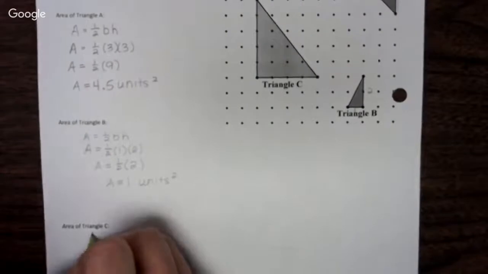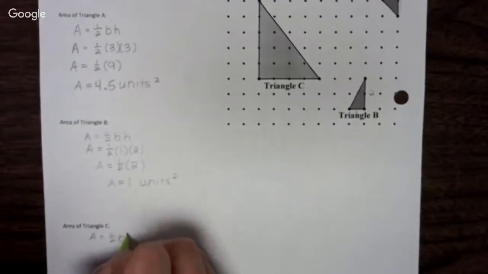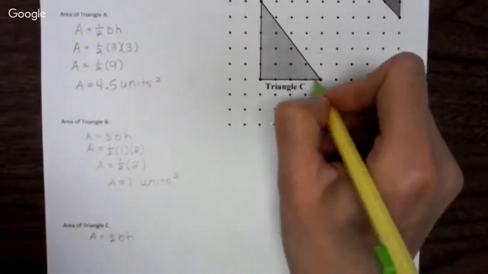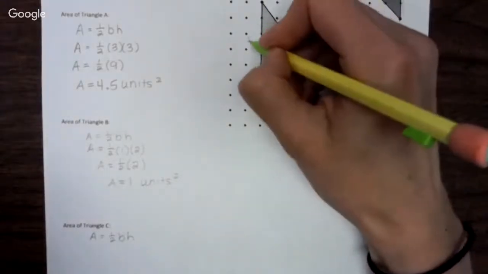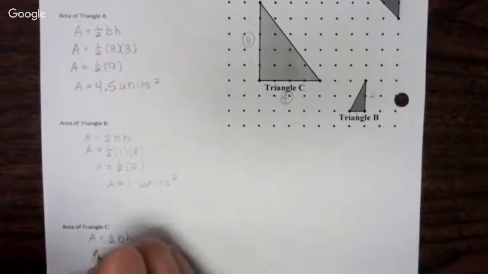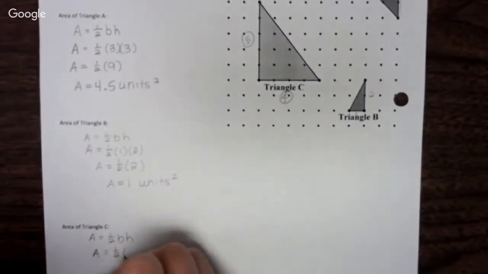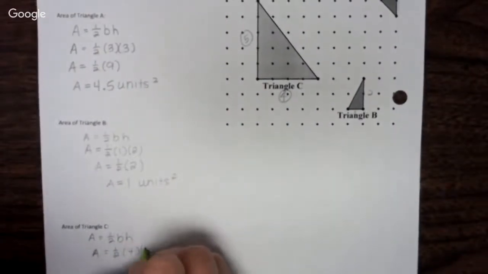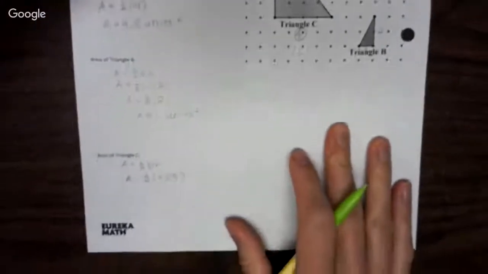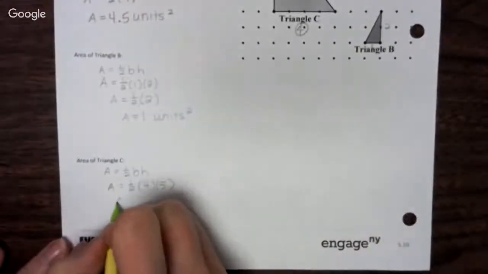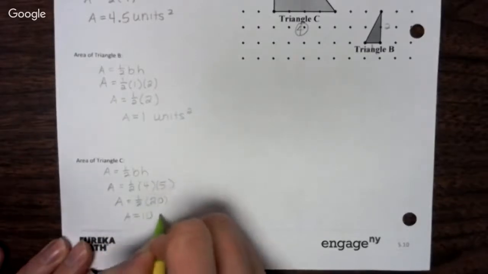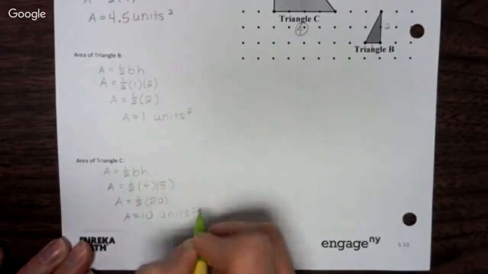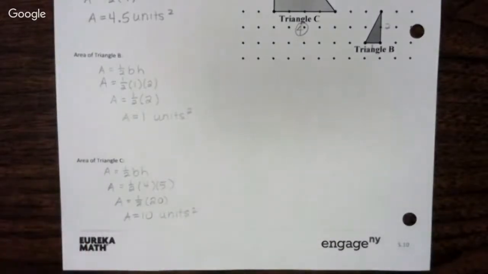All right, triangle C, we're going to do 1/2 base times height again. So our base, count it up, that's 4. Our height is 5. So 1/2 times our base, which is 4, times our height, which is 5. Let me move this up so you can see it. So 1/2 times 20, half of 20 is 10. All right, so that's just some basic triangles, and there's a reason why we just did that.